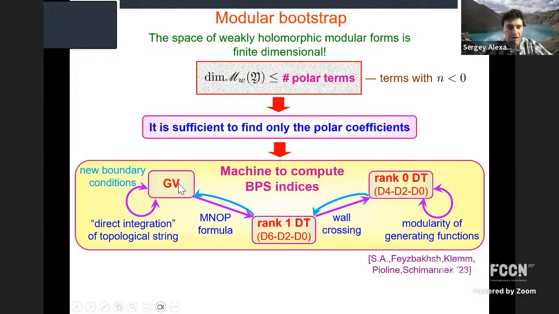And this is very important because the direct integration method cannot go up to arbitrary genus, because the number of known boundary conditions for fixing the holomorphic ambiguity of the topological string grows slower than the number of required boundary conditions to fix this ambiguity completely. So at some point, you are just stuck, and you don't have enough boundary conditions to solve the topological string. And our procedure actually allows us to get new boundary conditions.